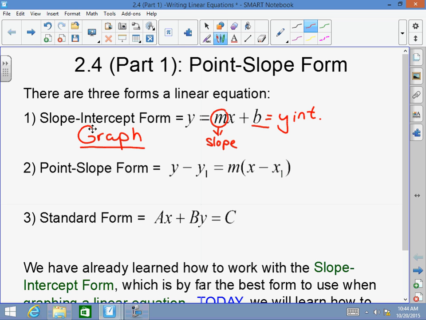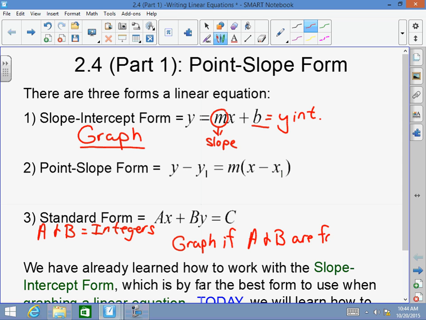We already learned the standard form of linear equations. Standard form is in the form of ax plus by equals c, where a and b are integers. Okay, they're not fractions or decimals, but they're integers. And this is the best form to graph as well if and only if a and b are factors of c. Then you would graph that way. So we know how to graph it.